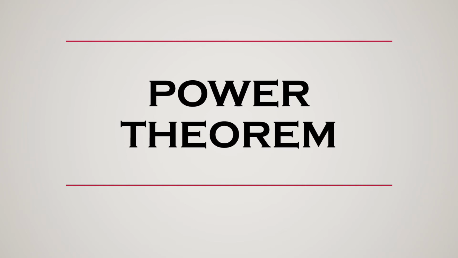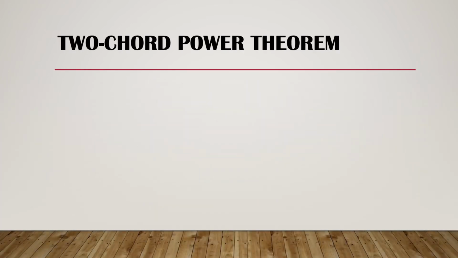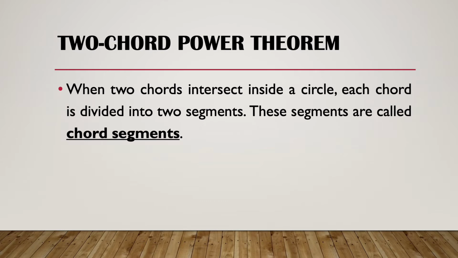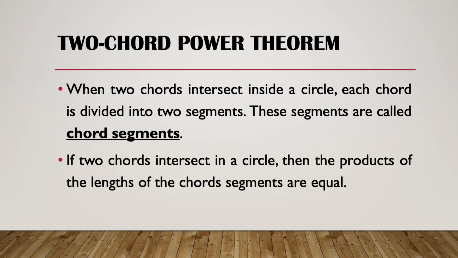Now, you are ready for our next lesson, which is Power Theorem. First theorem under Power Theorem is the two-chord theorem. When two chords intersect inside a circle, each chord is divided into two segments. These segments are called chord segments. If two chords intersect in a circle, then the products of the lengths of the chord segments are equal.